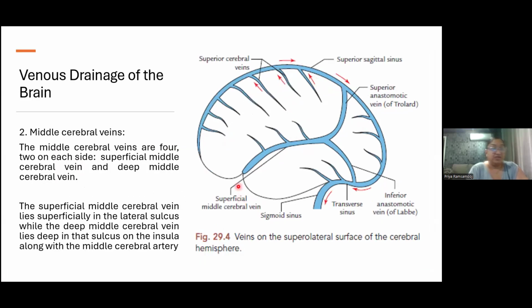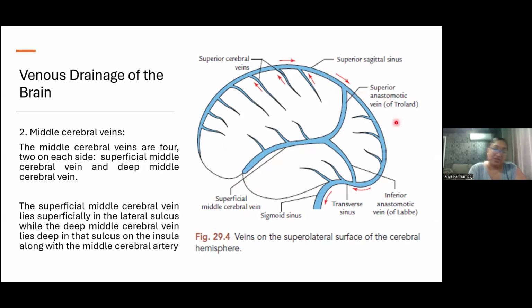Middle cerebral veins, and there's usually 4. There's 2 on each side. You have a superficial and you have deep. So superficial lies superficially in the lateral sulcus, and the deep in the sulcus. Right? So when they run here, as you can see, anteriorly it runs forward to drain into the cavernous sinus, while posteriorly it's going to communicate with the superior sagittal sinus, as we see here.